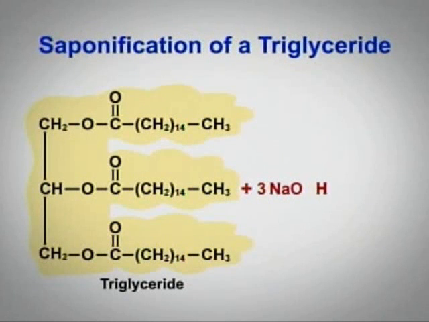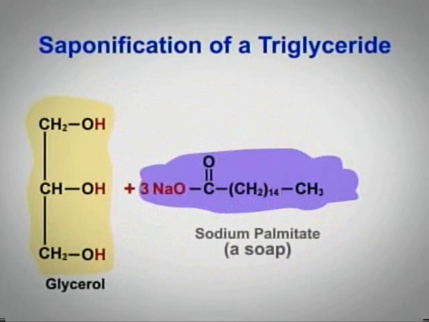The alkaline hydrolysis of fats and oils produces glycerol and the salts of the fatty acids. The alkalis used are chiefly potassium and sodium hydroxides, hence soaps are sodium and potassium salts of fatty acids.